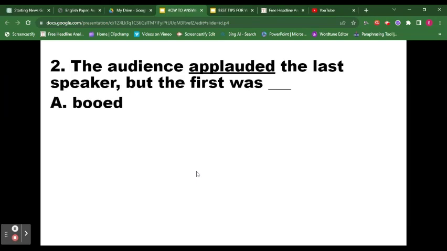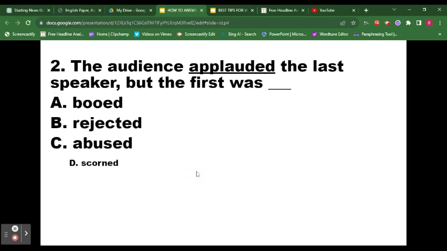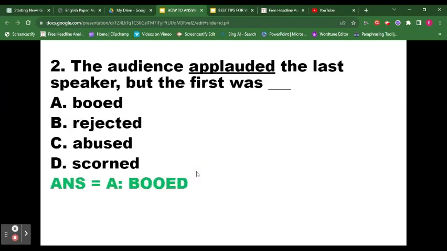Okay, let's look at the word that should fit in the blank space. A, booed. B, rejected. C, abused. D, scorned. The appropriate answer is A, booed. When the audience boo a speaker, it means they express disapproval. When they applaud a speaker, they express approval and admiration for that speaker, for that speaker's performance.